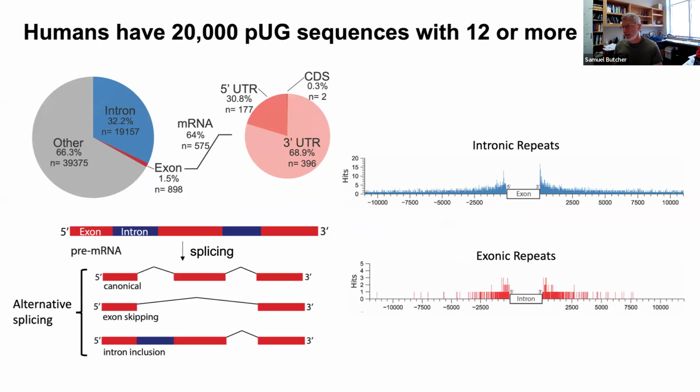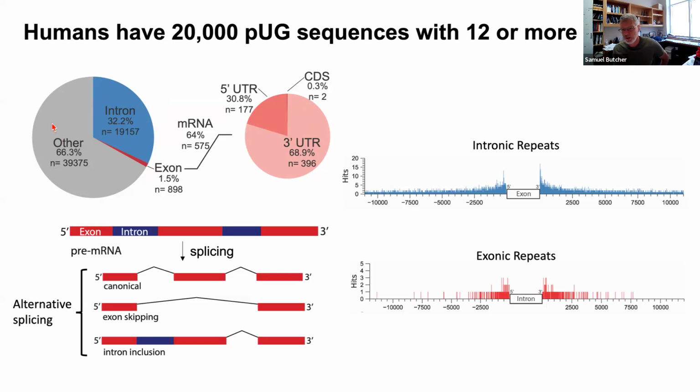I told you that humans have a lot of these sequences embedded in our own transcripts. These PUG sequences here, 12 or more repeats. How many of those are in the human genome? If you just map it to the human genome, you find 40,000 outside of genes and 20,000 inside of genes, so 60,000 total. That's a huge number. That's way more than you would predict if sequences were random.